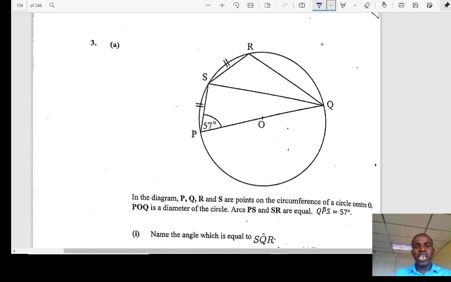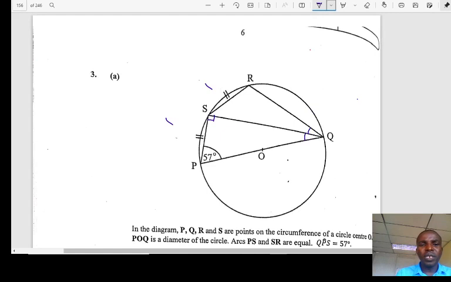So, before I can even answer this question, we can see we have equal arcs here. We have to apply the concept that equal arcs subtend equal angles. So it means this angle here and this angle, they are the same. They're actually equal. There's a diameter, there's a center. So the angle subtended by the diameter is a right angle, 90 degrees. Which means this angle at PSQ is 90 degrees.